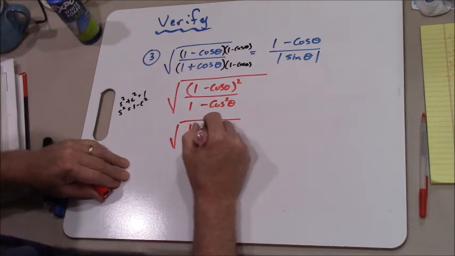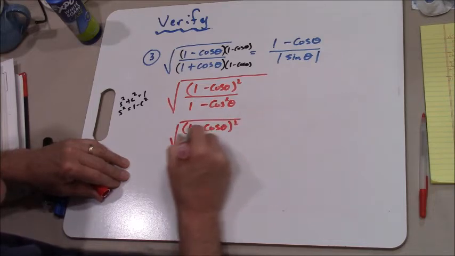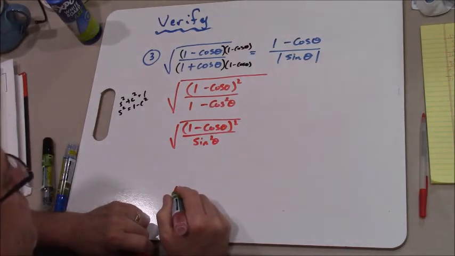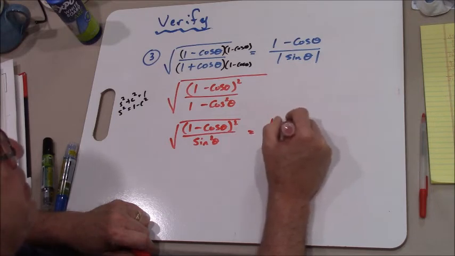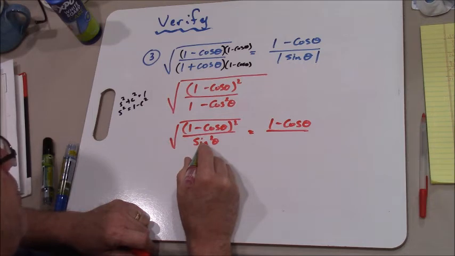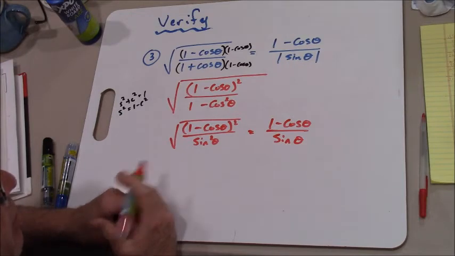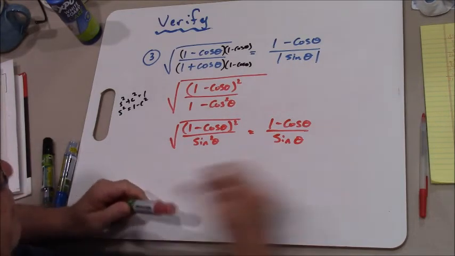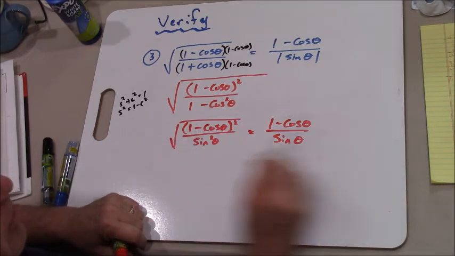So now what I have is the square root of 1 minus cosine theta, that whole thing squared, over sine squared theta. And so the square root of this is just 1 minus the cosine theta. The square root of a sine squared is just sine theta. And so our only question now is, why do they have those absolute value signs in there? Well, the reason is when you take the square root of something, you always get a positive answer.